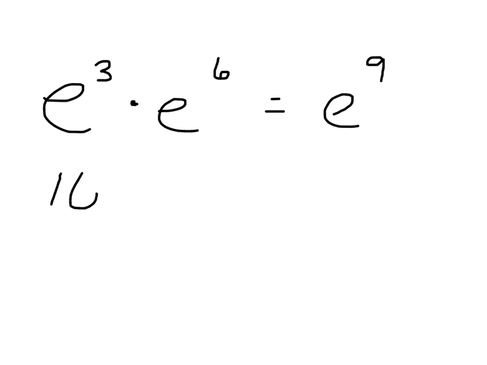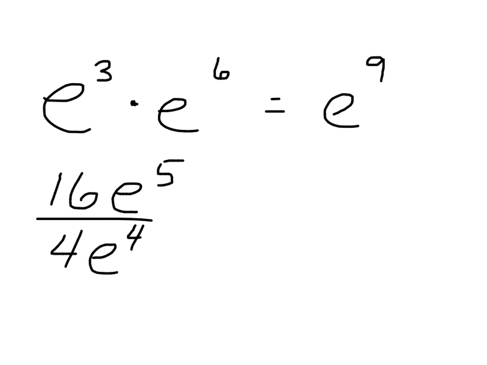Then, if it has 16e to the fifth over 4e to the fourth, the first thing that I want you to do is simplify the 16 and the 4. How does 16 over 4 reduce? 4 over 1 or just 4? And how about the e's? I have 5 e's on top, 4 e's on the bottom. Who has more, top or bottom? By how many? By 1. And you're done.